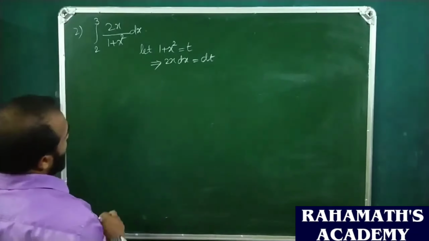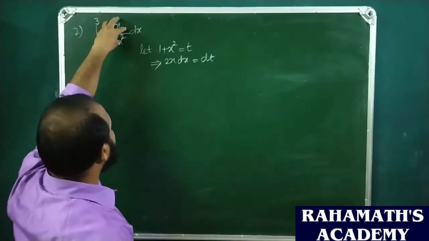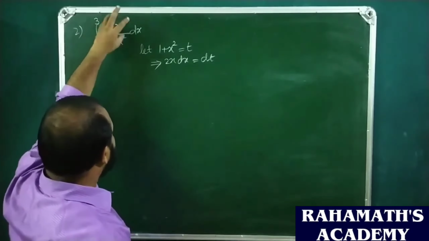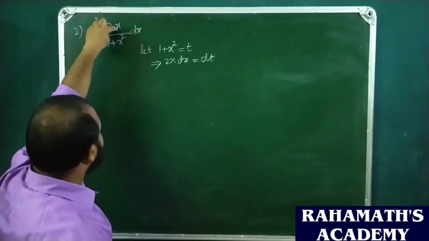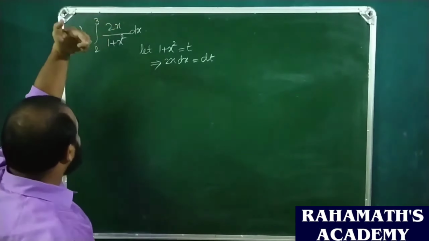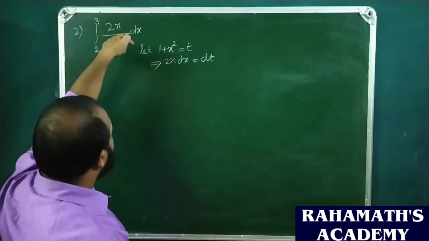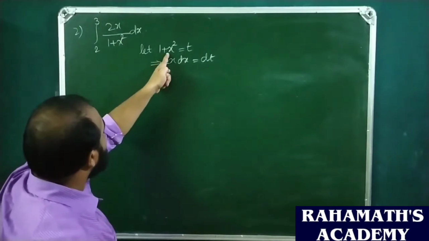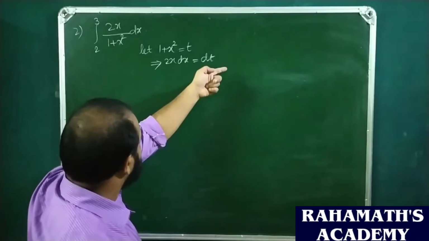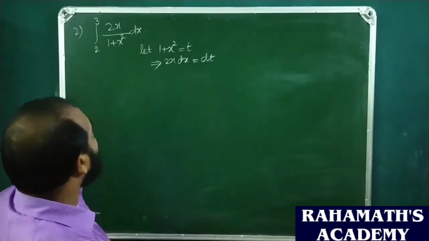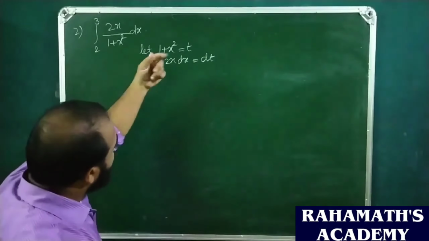Now, since the integrand is in terms of x, x is the variable of integration, and for that variable 2 to 3 are the limits. But we are trying to change it in terms of the next variable of integration, which is t. So we need to evaluate the limits for t.